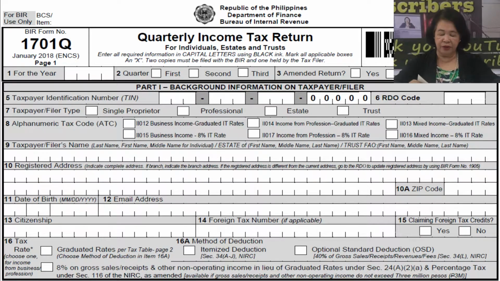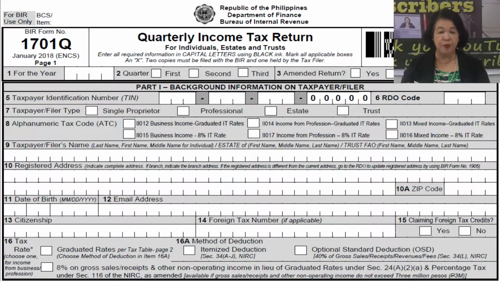Part 1 is the background information on taxpayer or filer. So, line number 5 is your tax identification number. So, be sure na hindi po kayo nakakamali sa inyong tax identification number. And then, we have the RDO code. And then, we have the taxpayer filer type, single proprietor ba siya o professional, estate, or trust. So, i-check po ninyo dito kung ano yung klase.